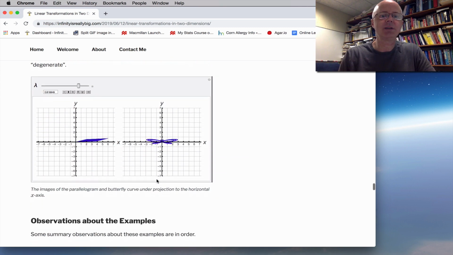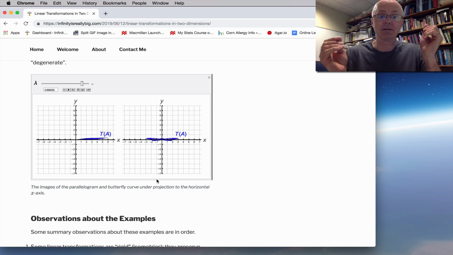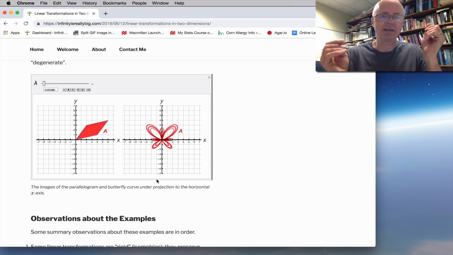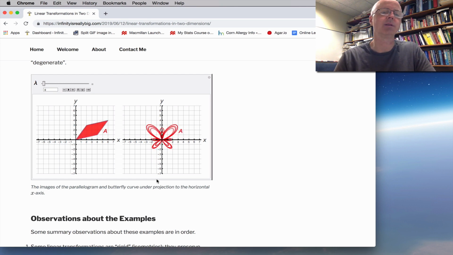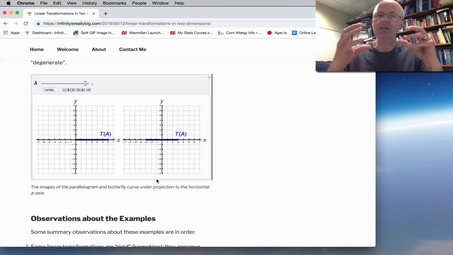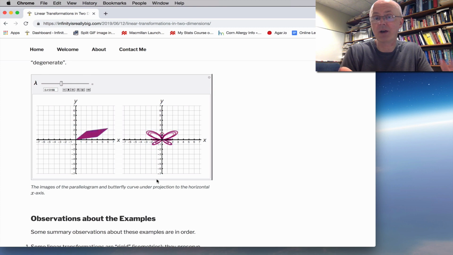Here's what happens to the parallelogram and butterfly curve all at once. Their images, T of A, become just lines, line segments. In both cases, you can't quite see it with the animation at the end here when lambda is 1, it is a line segment. It's not quite showing you the lambda equals 1 case, which is unfortunate. But that's what ends up happening in the end. You get a line segment on the x-axis as the image. So it's degenerate. You no longer see a parallelogram or a butterfly curve at the end. That's why it's called degenerate.